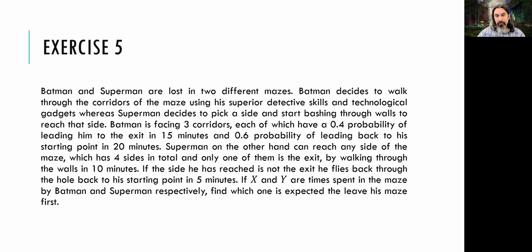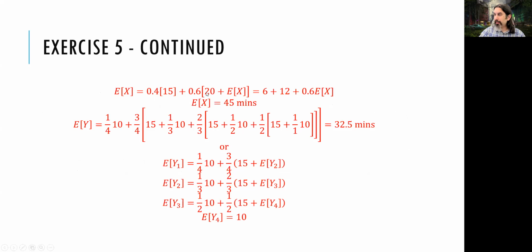But when I pick the corridor, I have a 0.4 chance of going out in 15 minutes. So 0.4 is my success rate. 0.4 times 15 is the expected time of passage there. And there's a 0.6 probability of going around for 20 minutes and coming back to the starting point. So 0.6 times 20 plus EX. So you can see here, this is for Batman: 0.4 times 15, plus 0.6 times 20 plus EX. From here, we can say EX is 45 minutes. So Batman spends 45 minutes in there.